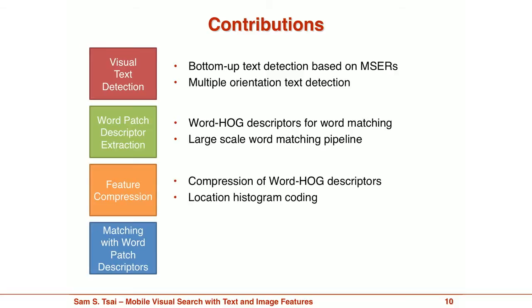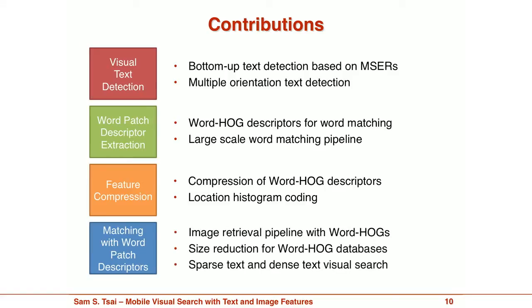I also investigated how to compress the WordHOG descriptors and also how to compress location information of image features, and developed the location histogram coding technique. Finally, I used the developed sub-blocks to build an image retrieval pipeline using WordHOGs. I also developed a random sampling scheme to reduce the database size. I will show that it can be used for both dense text and sparse text images.